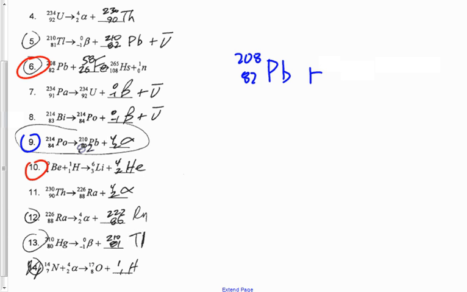So here we have 208,82 lead plus a blank goes to 265,108 HS. I'm not even sure what element that is. Plus a neutron. So this is not a radioactivity problem, right? This is an artificial transmutation reaction that we looked at yesterday. Still, same basic idea. We have to balance out the protons and neutrons. Okay, let's look at the right side.